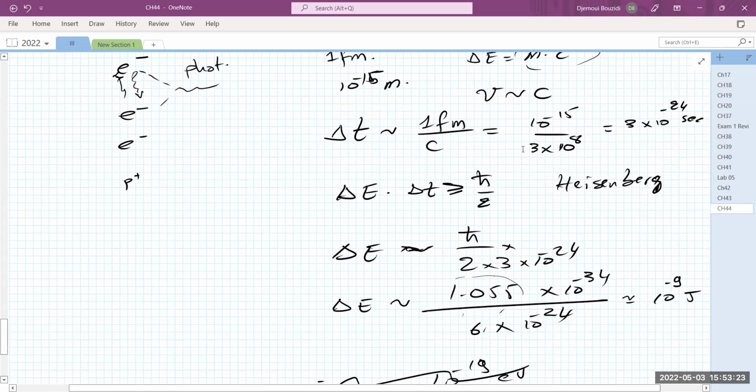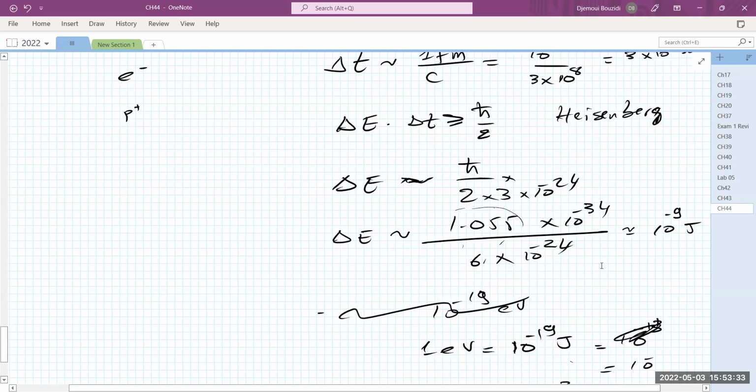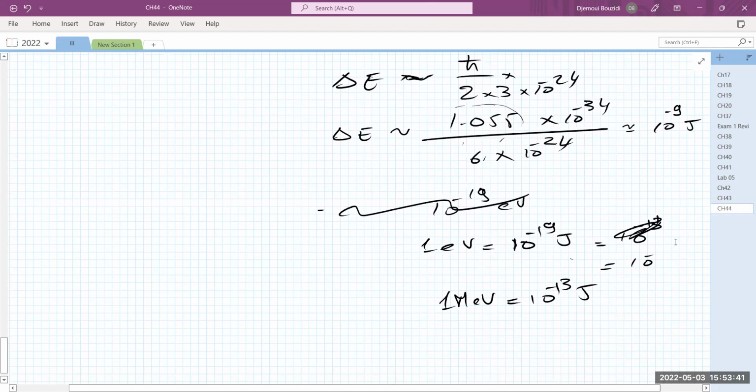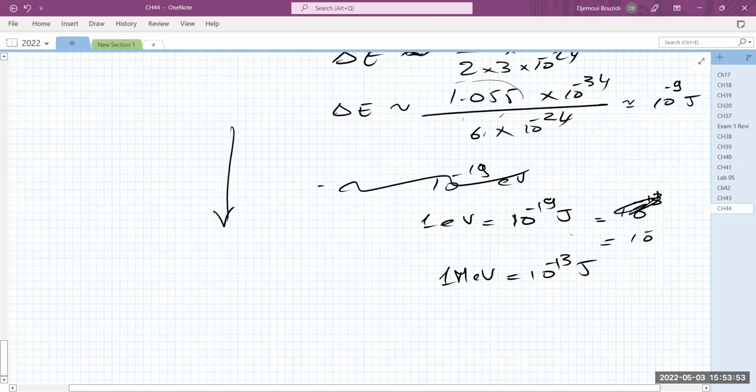10 to the negative 15 meters divided by 10 to the negative 8. Yeah, that's about 10 to the negative 24. And in here, h, 10 to the negative 34 divided by that, gives 10 to the negative 9 joules. It's giving me about a giga electron volt, and that is way more than what I need in here. So I need to come back to this one. Please check the numbers also, okay?